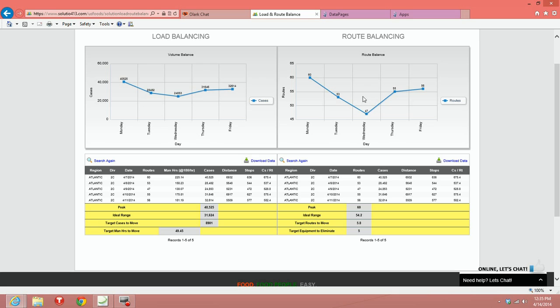And what that tells us is it's giving us a target of almost 6 routes to move, beginning with this peak day. And by moving those routes and balancing them across the week, we could eliminate as many as 5 pieces of equipment. Now, you want to start on your peak day. In this example, you have 60. If we could move 1, 2, 3, 4, 5 of these routes off of this peak day, you could lose as much as 5 pieces of equipment, and obviously the variable expense and fixed expense that goes along with that.